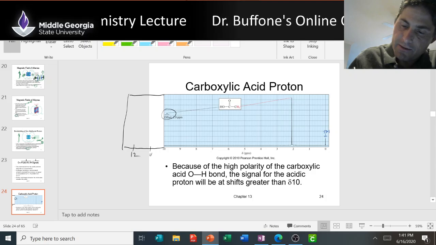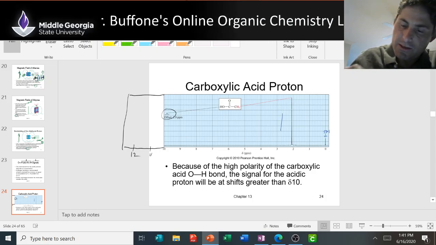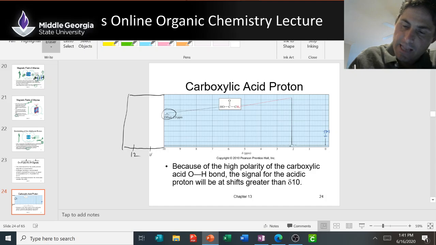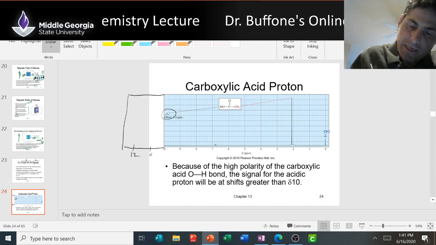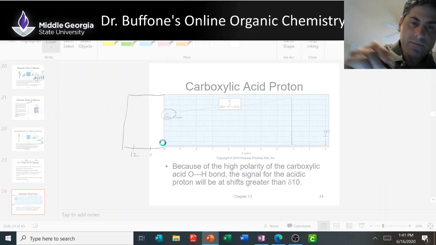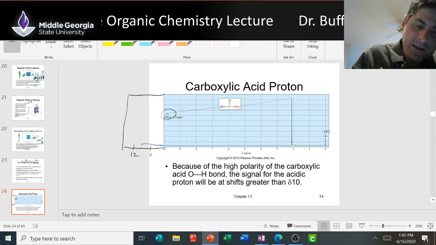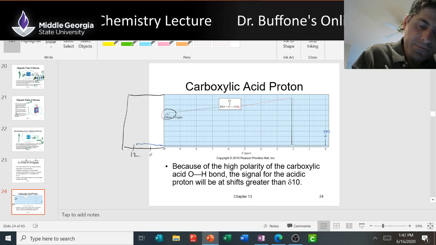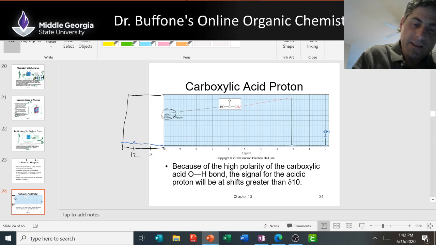Then we have nothing because there are no protons generating a signal. See this little staticky type baseline? There are no signals coming out. I'm going to extend this, and then what we would see is this little blip right here. That's this guy.